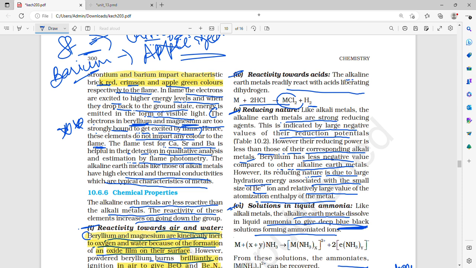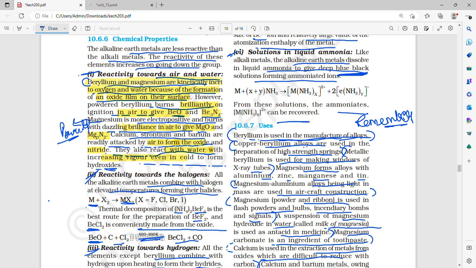Beryllium has less negative value compared to other alkaline earth metals. However, its reducing nature is due to large hydration energy associated with the small size of beryllium ion and relatively large value of atomization enthalpy of the metal.